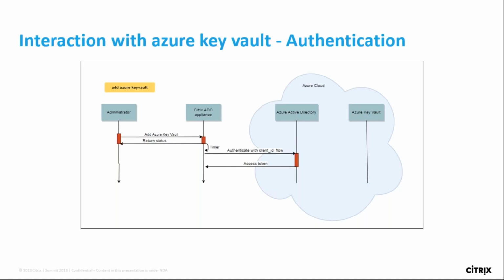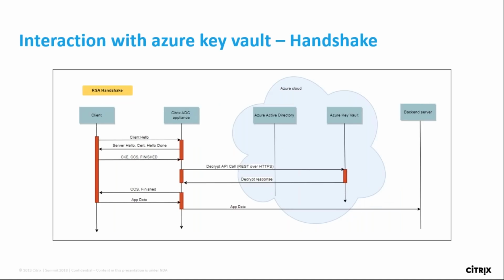When the administrator is going to talk to the Citrix ADC, it will ask for the Azure Key Vault, and immediately Citrix ADC will return the status. In the background, after some time, Citrix ADC is going to talk to the Azure directory, and it will get the access token. Now this access token will be used by the appliance when it's going to talk to the Azure Key Vault for getting the private key. And how is that? We will see in this handshake process.